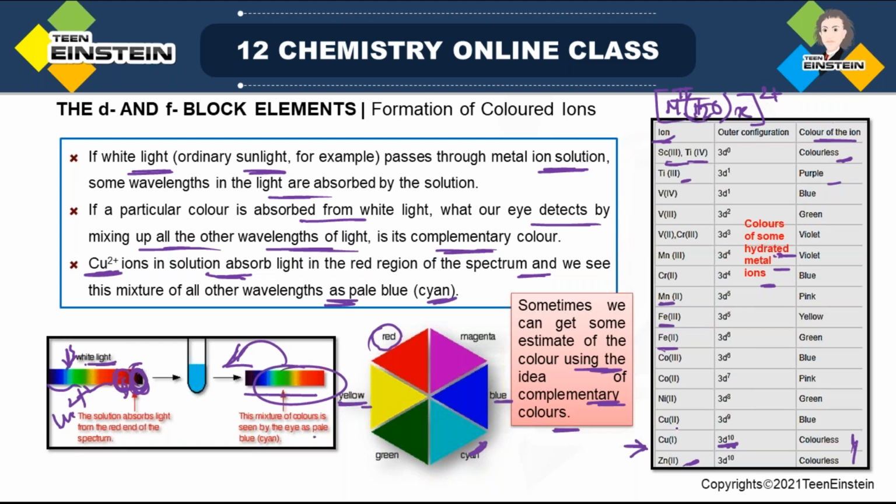So for copper 2+, what we have seen is that it is absorbing color in the red end, and we are seeing the color cyan. So here it is mentioned blue. Actually, it is light blue. Blue is mentioned.